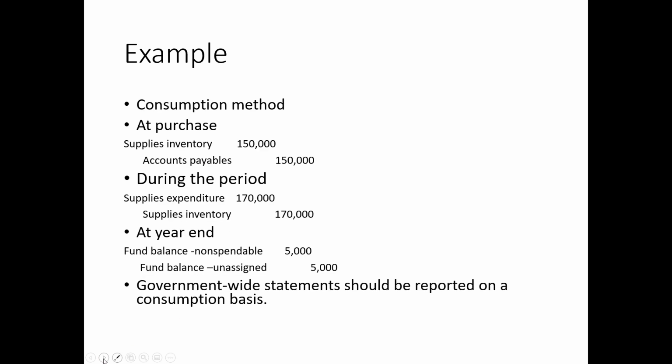Then the consumption method is easy to follow. When purchased, we record an asset, supply inventories, because they're current assets. And during the period, we record expenditures as they are used. A very important step is this one, adjusting entries. After the year end, we adjust the fund balance for inventories.